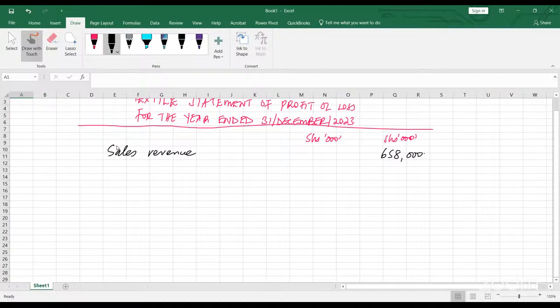Then we have to less the cost of sales, as you all know. When it comes to cost of sales, we start with the opening inventory of the finished goods. We find that in the trial balance. So checking the trial balance for the opening inventory of finished goods, it should be there. How much is the opening inventory of these finished goods?